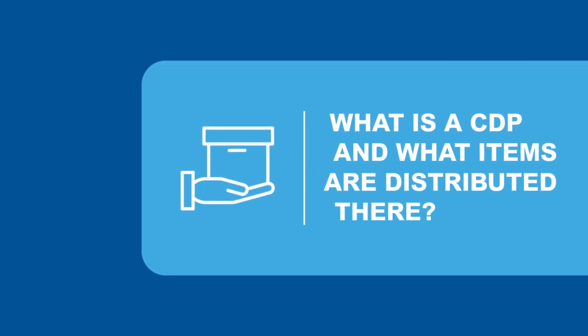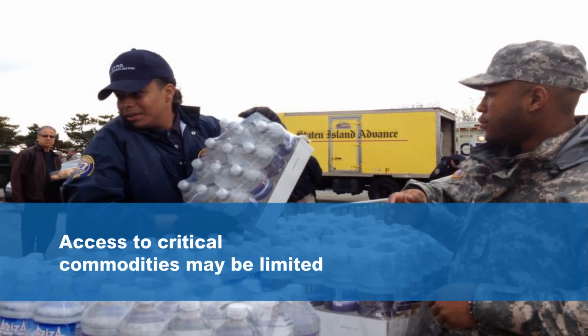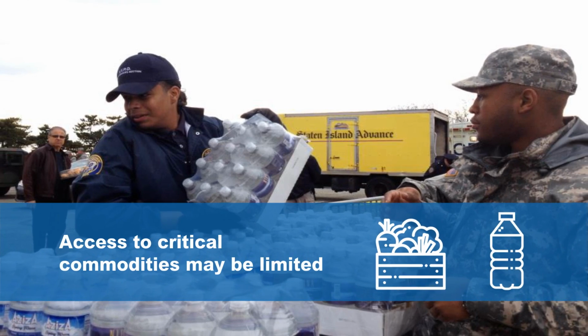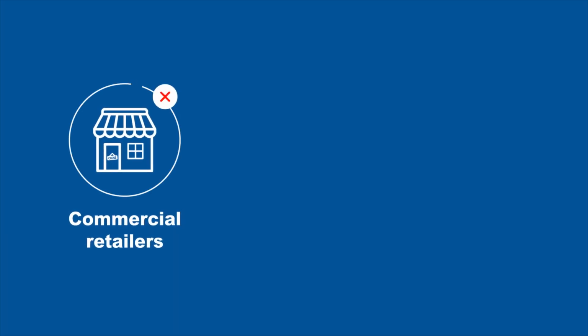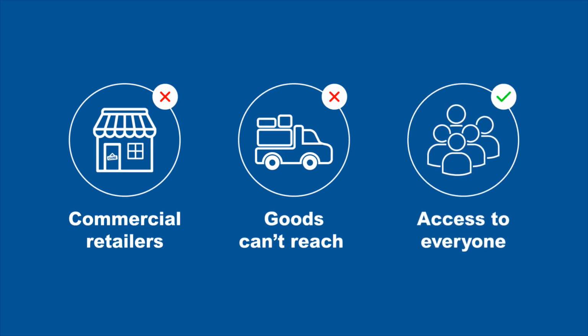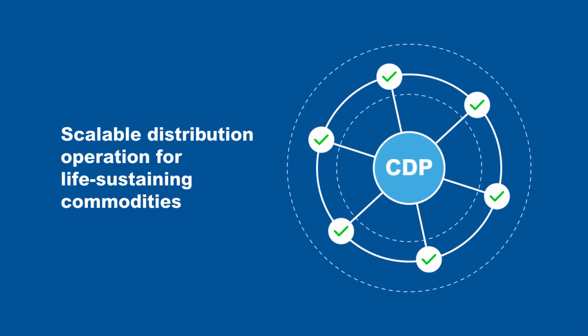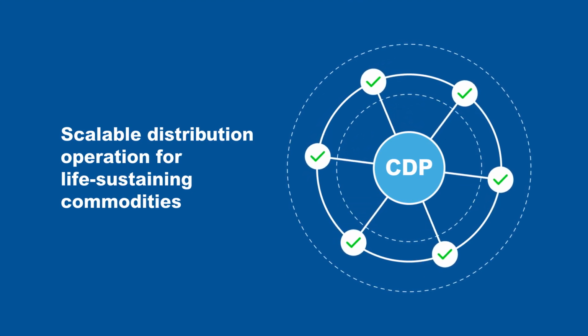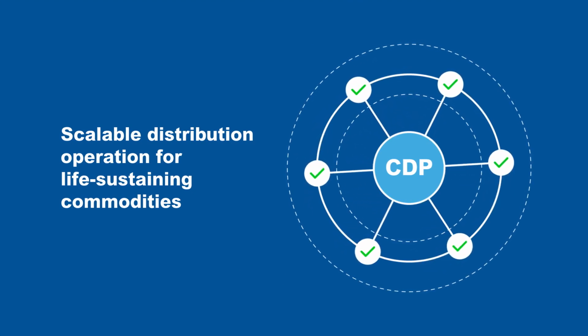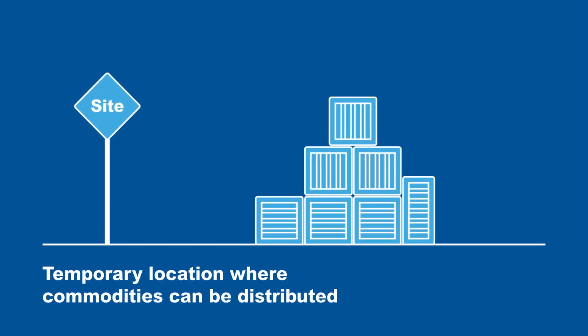What is a CDP and what items are distributed there? After a catastrophe, access to critical commodities like food and water may be severely limited. If commercial retailers are unable to reopen or can't get goods into the impacted area, it is up to the local emergency management agency to make sure everyone has access to essential commodities. The CDP program is a scalable distribution operation for life-sustaining commodities that can be activated in response to disruptions in the traditional supply chains. A CDP site is a temporary location where commodities can be distributed to residents until stores are able to reopen.